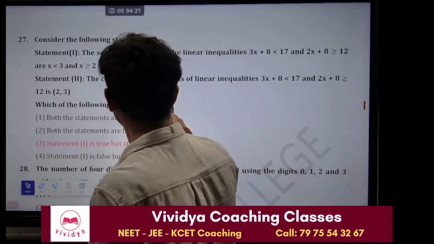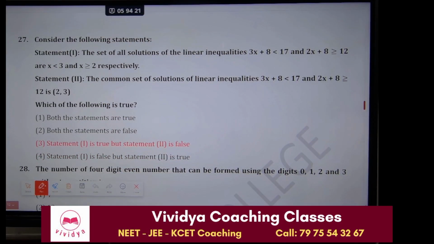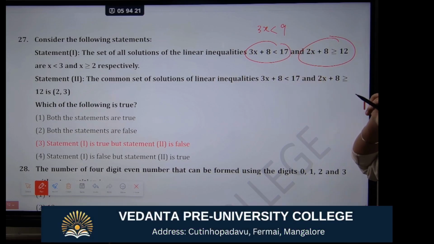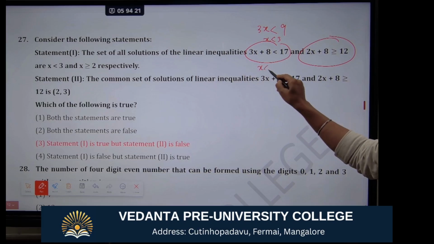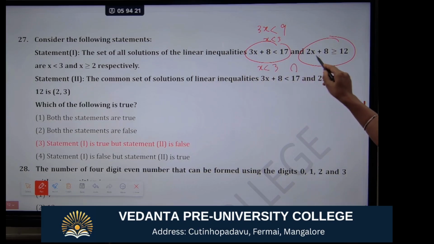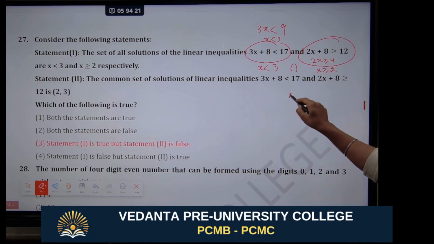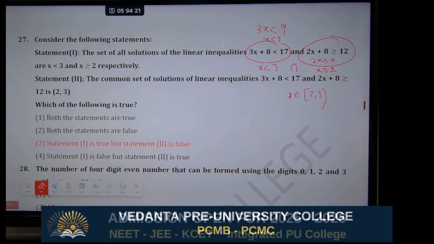Now question number 27. Again, a very basic question from inequality. This is given. So this will give 3x is less than or equal to 9, 17 minus 8 is 9. So x will be less than or equal to 3. If you solve the other and take the intersection, 2x will be less than or equal to 4, so x will be greater than or equal to 2. So if you take the intersection, what is the combined answer? 2 to 3. Yes or no? This is the combined answer.